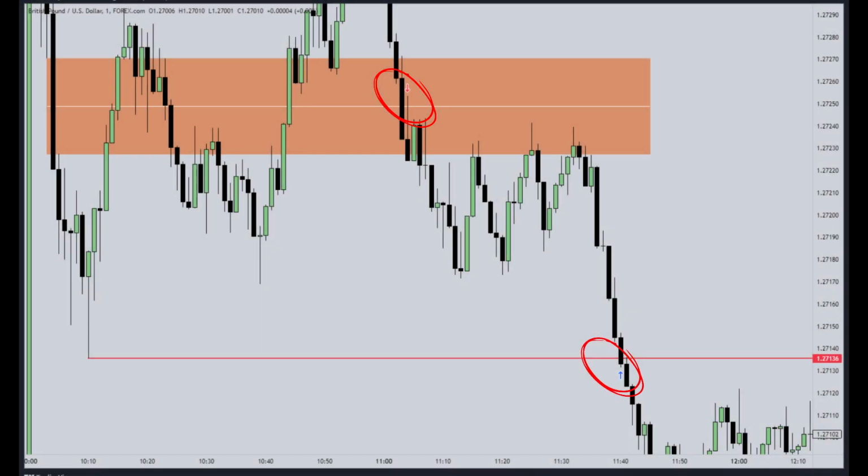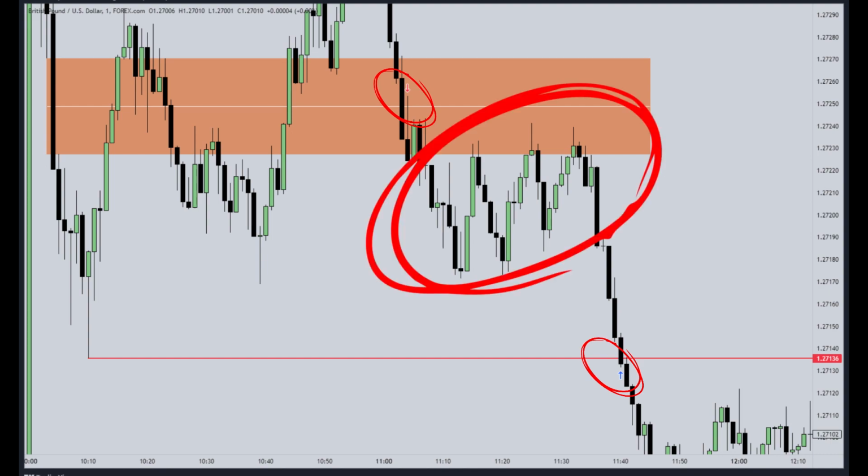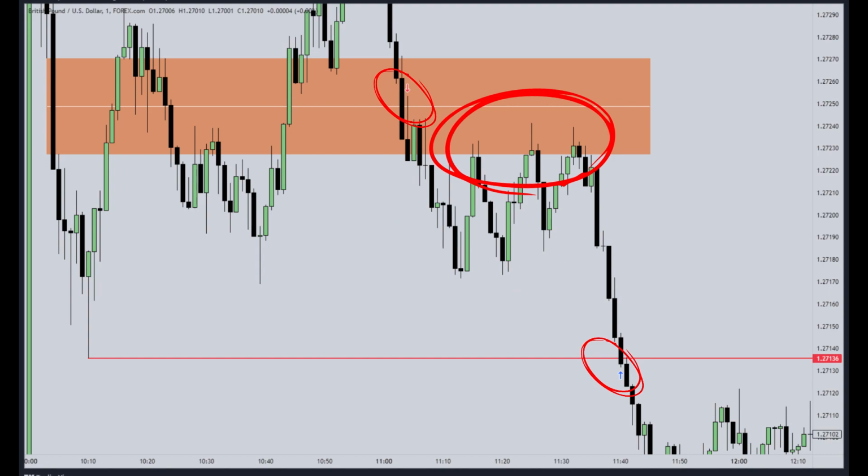So here you can see that my take profit was reached just as we outlined, and you'll also see that there was a slight consolidation just before the expansion. But what I want to bring your attention to is the way the consolidation is respecting and continuing to respect the inversion fair value gap.